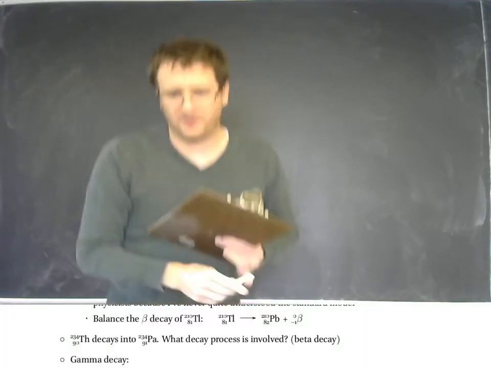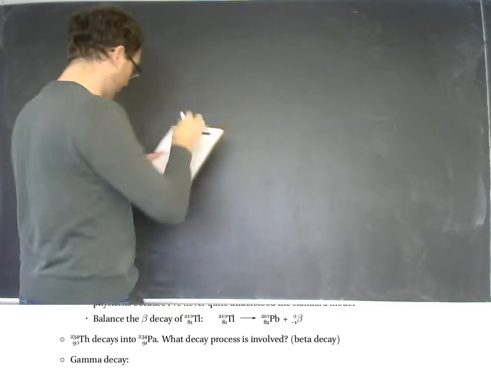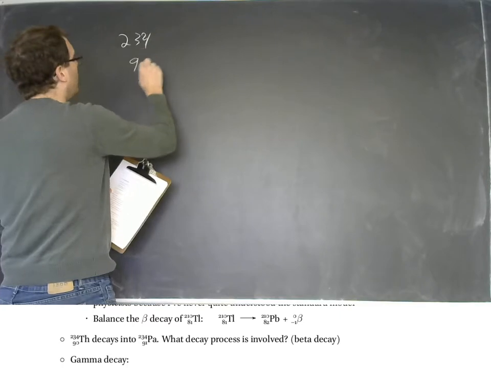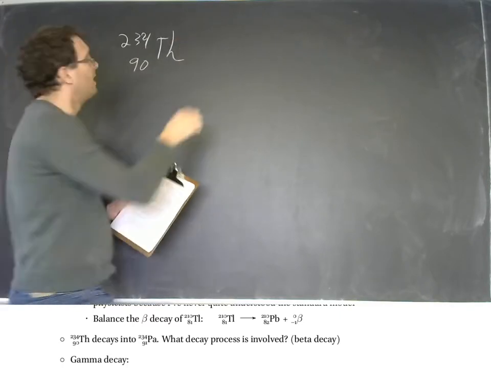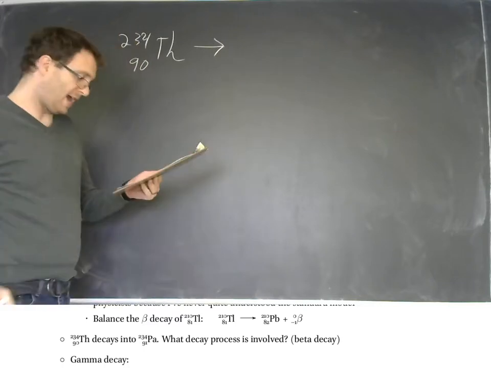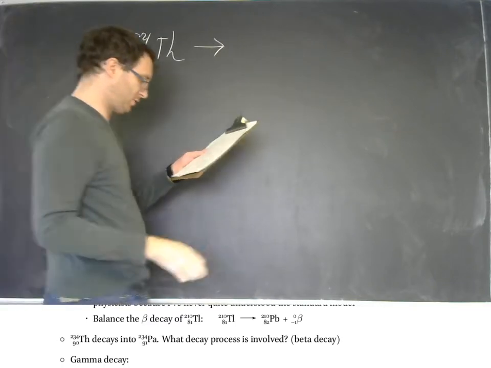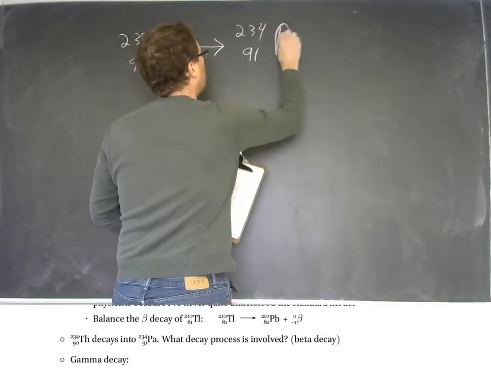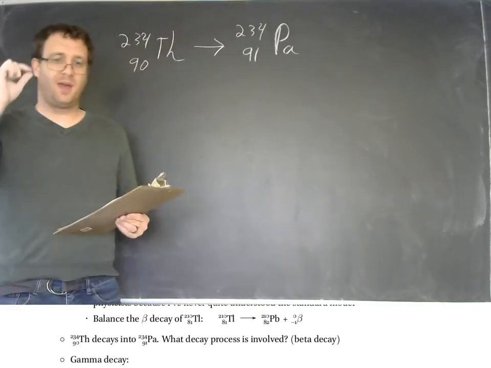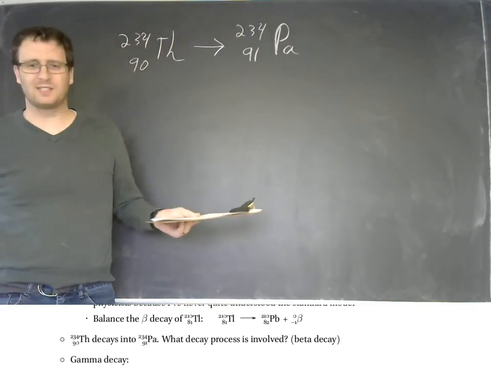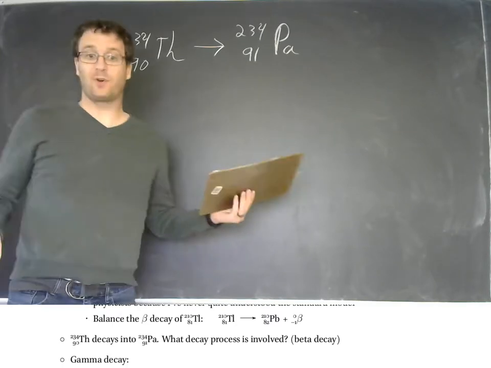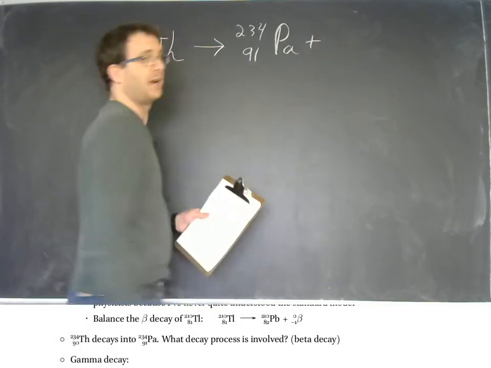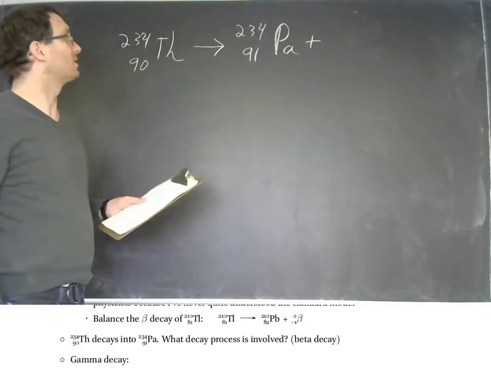Okay, so right there I have a practice problem for you. Thorium-234, 234-90 thorium, is going to decay to produce 234-91 Pa, which I believe is protactinium. So what decay process is involved? We can do the same sort of balancing that we were doing before, only this time we're trying to find what type of radiation is released in this decay process.